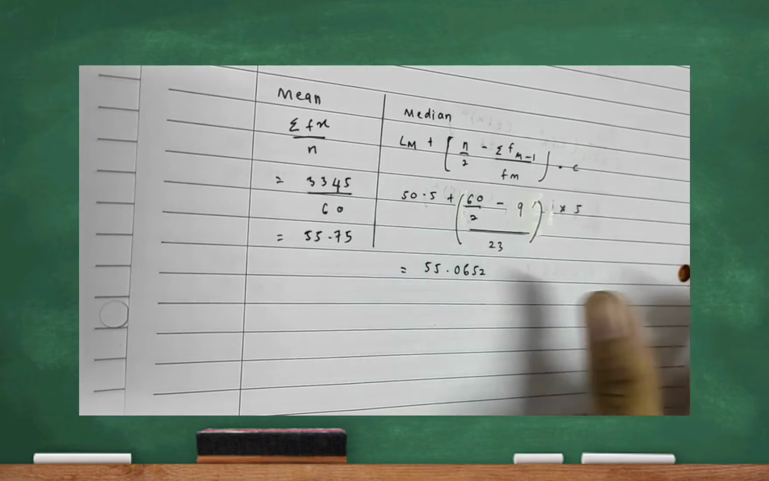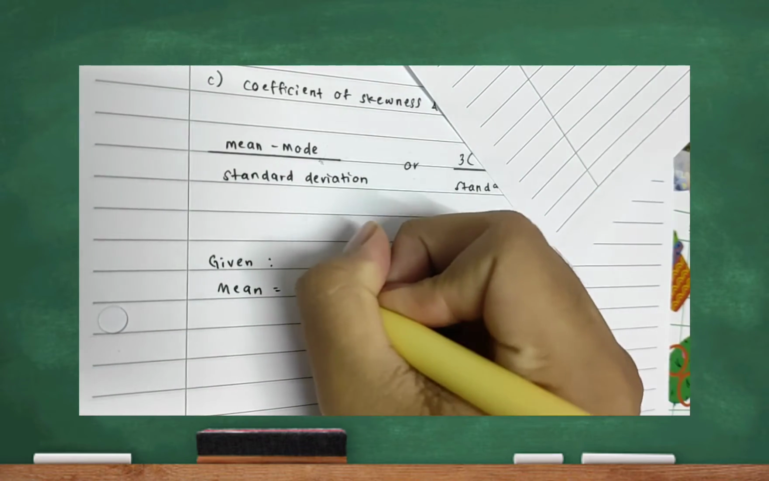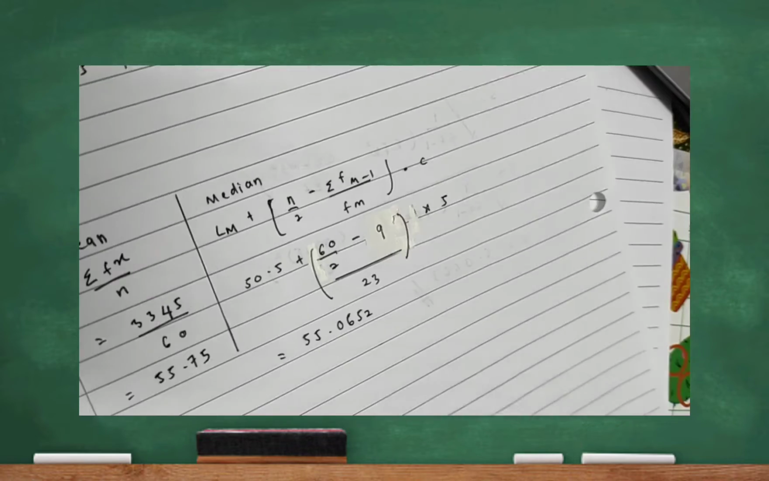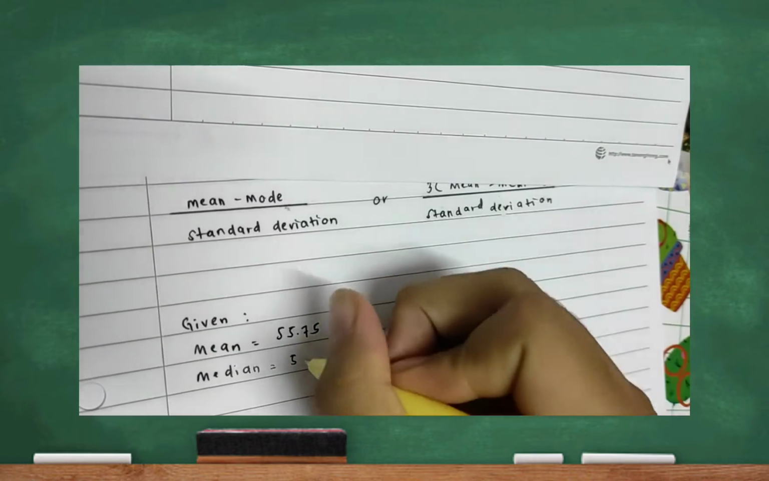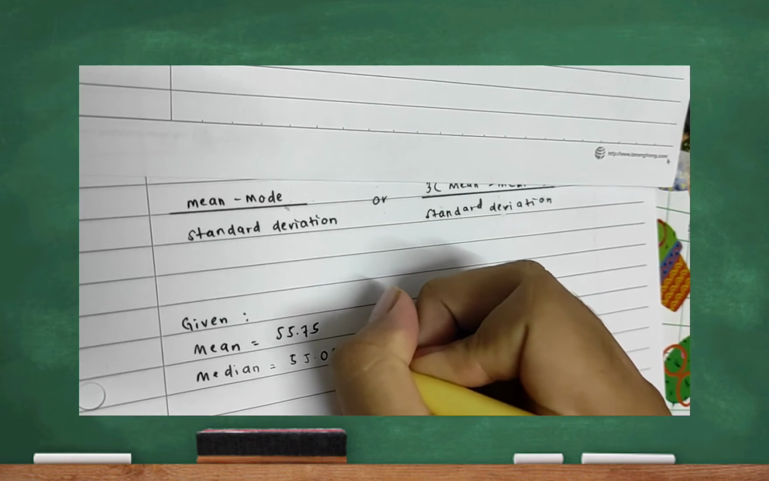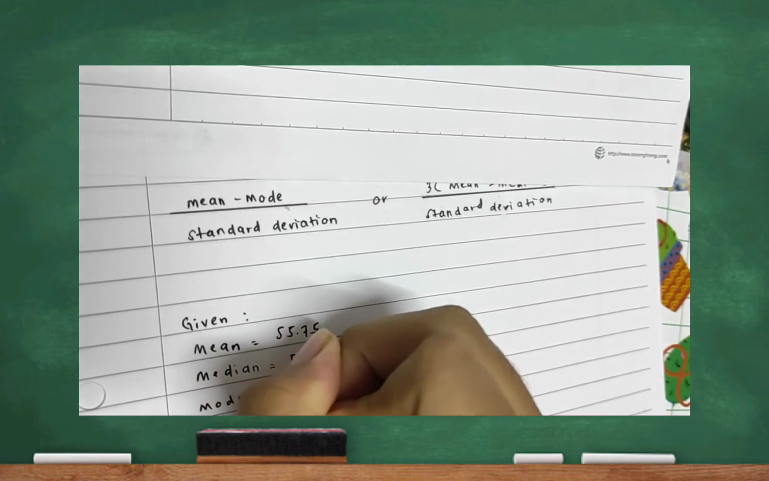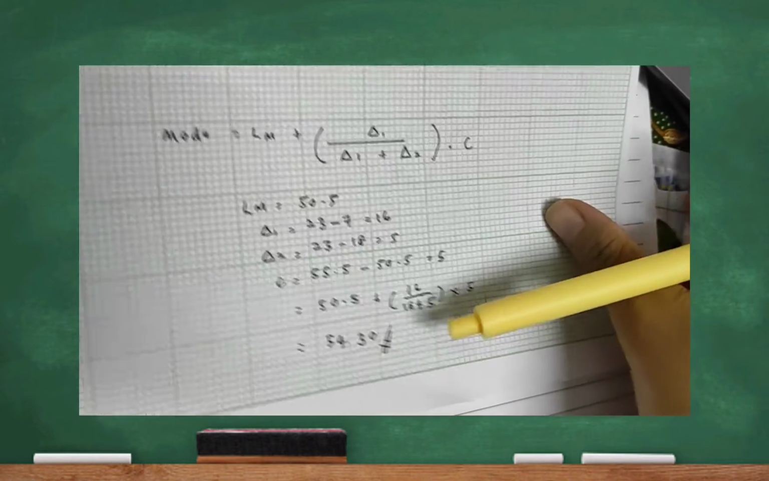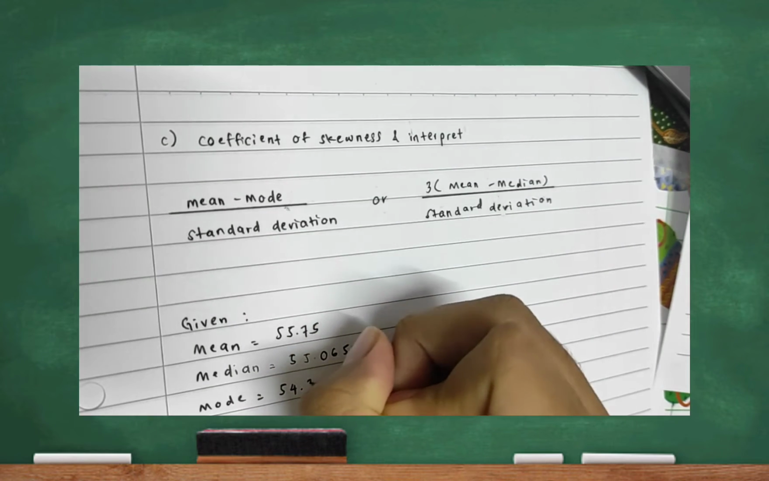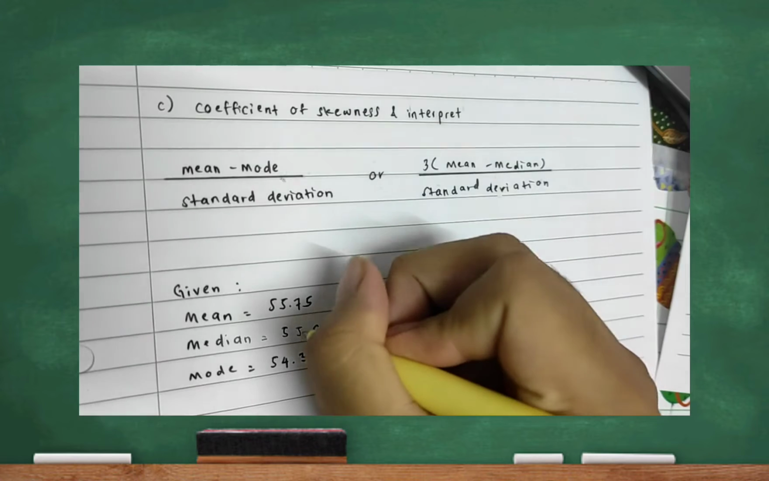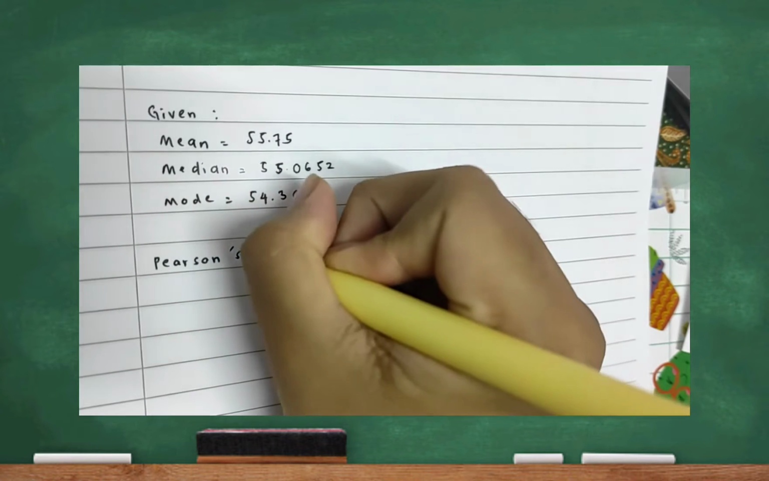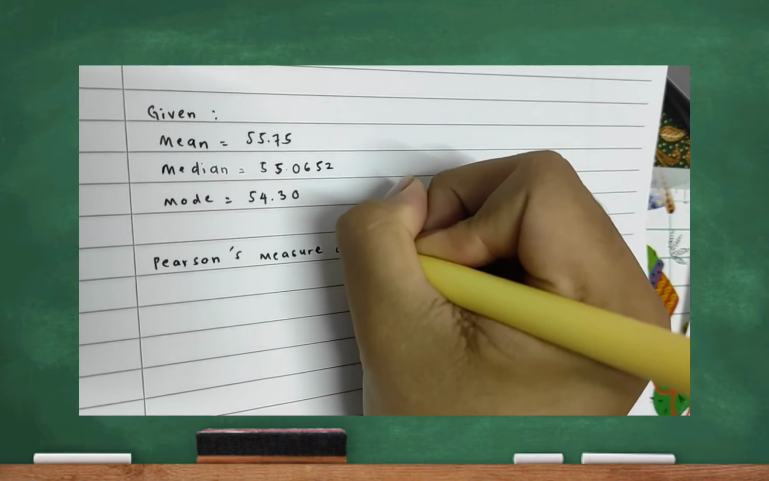Given the mean, which is 55.75. And then next, the median, which is 55.0652. And lastly, the mode that we already counted earlier in the histogram, which is 54.30. Moving on to next, we are going to find the Pearson's measure of skewness.